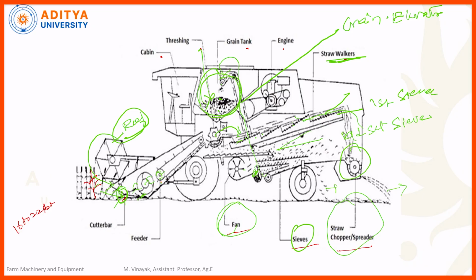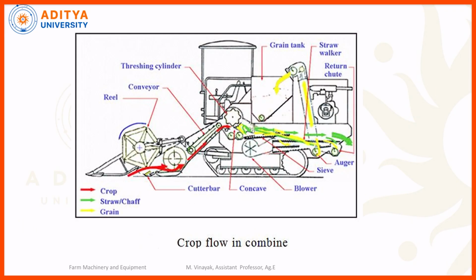Okay, in upcoming slides we can discuss in detail regarding the combine harvester. Let us move on to the next slide. So here we can see the different colors of the crop material moving conditions. The red color indicates crop material that has entered the threshing chamber.